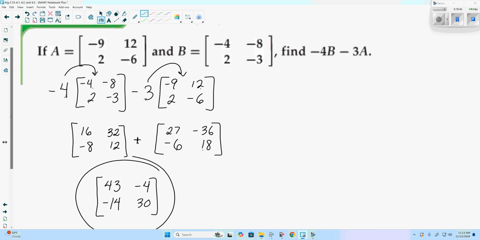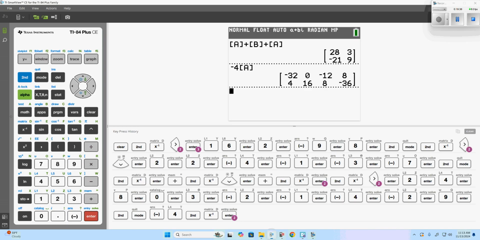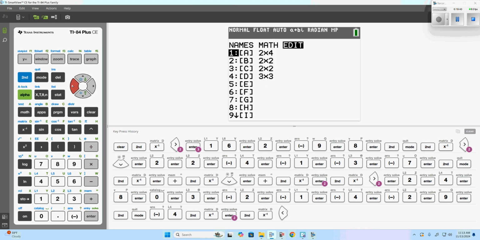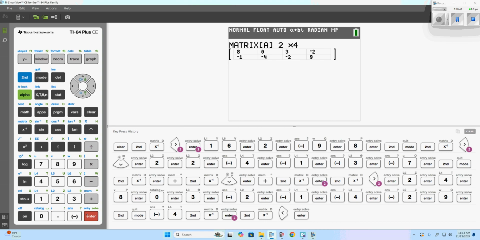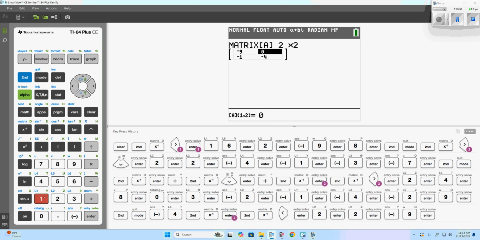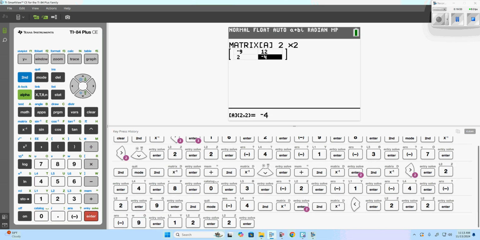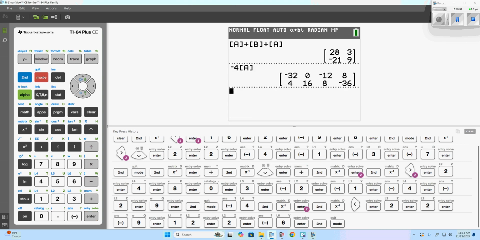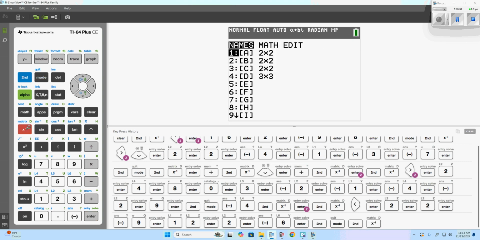Now again, just like before, we could type this one in and get the answer. But the first thing we have to do is actually put those matrices in. So we'll go second matrix, edit. Now we're not looking at a 2 by 4 anymore. We're still looking at 2 by 2. So we'll have negative 9, 12, 2, negative 6. And once we get that typed in, we'll go second quit, second matrix.